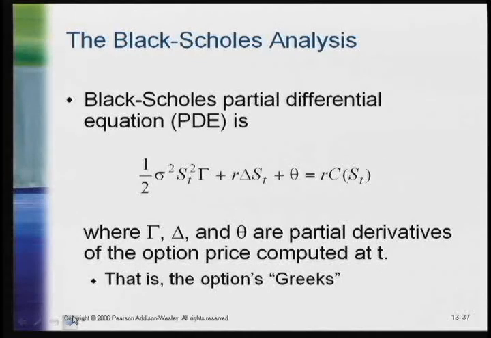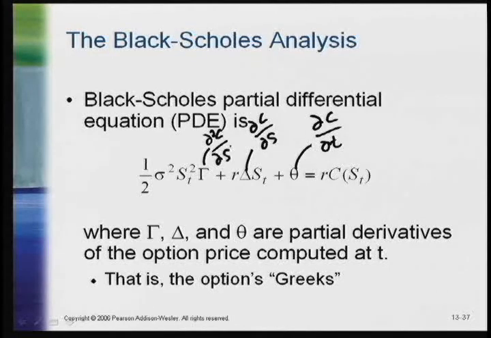Namely, that, and you can see that on the right-hand side, this is the risk-free rate times the price of the option. And notice on the left, this is a differential equation in C because recall, theta is the derivative of C with respect to time. Delta is the derivative of C with respect to S. And gamma is the second derivative of C with respect to S. So this is a differential equation in the price function C of S.